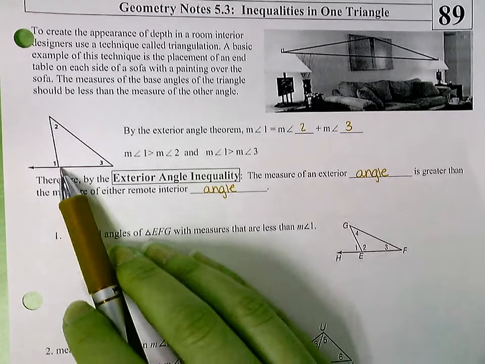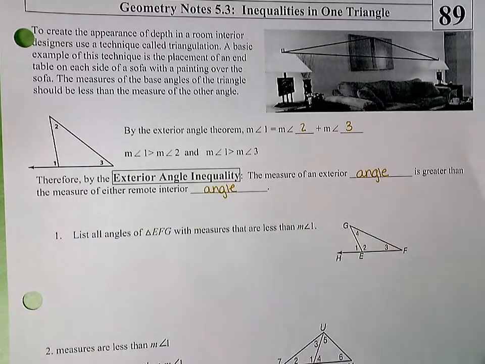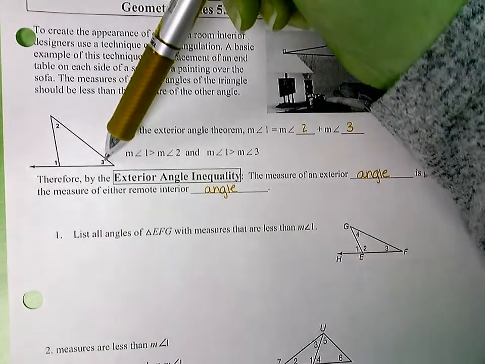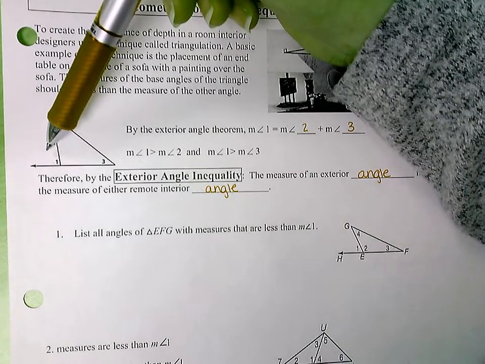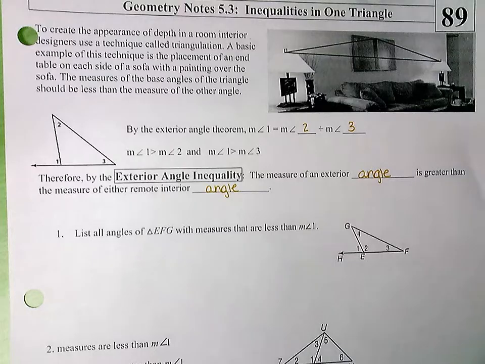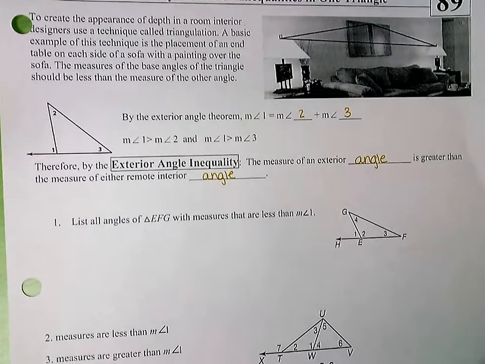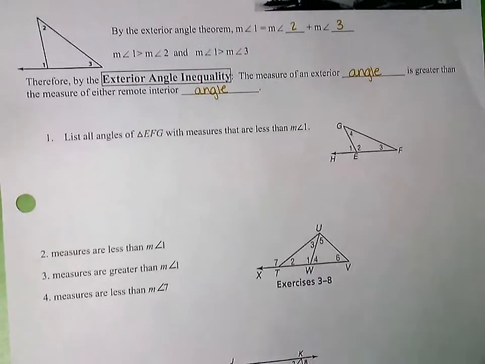Okay, so when it asks for angles that are greater than angle 3, all you can say is angle 1 since it's the exterior. Okay? So we're going to go over some examples at the bottom here.